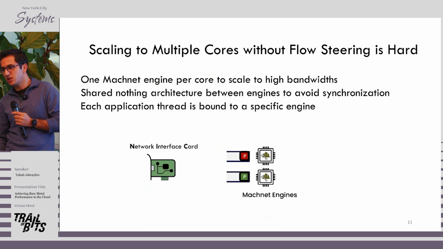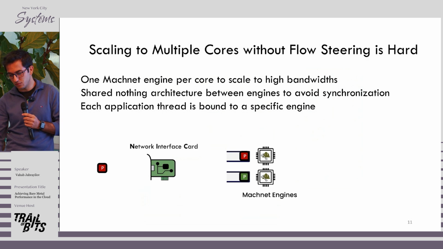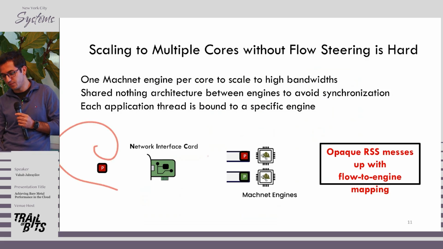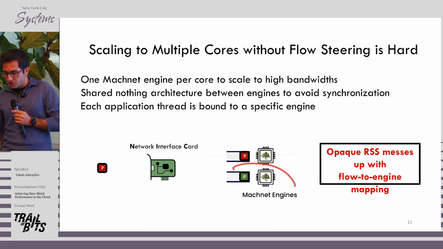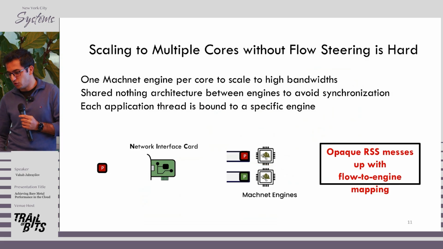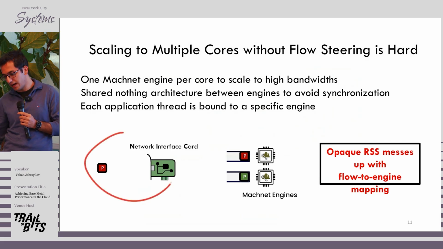As you do not have receive side scaling and no hardware support, let's say a packet comes, and opaque RSS here can mess up the flow to engine map, and this packet which is supposed to go to engine 1 can end up in engine 2. Traditionally, the system that I mentioned, Snap, which is Google's production system, used the NIC's flow steering hardware to map flows to the engine so that this packet will come to engine 1. But we do not have it.